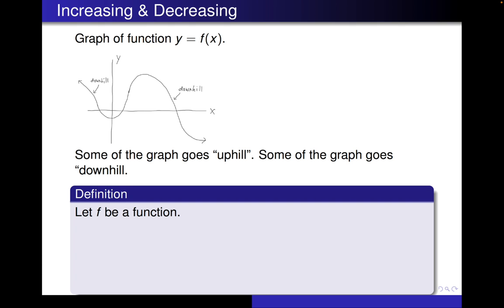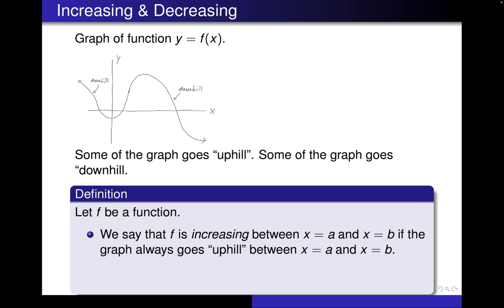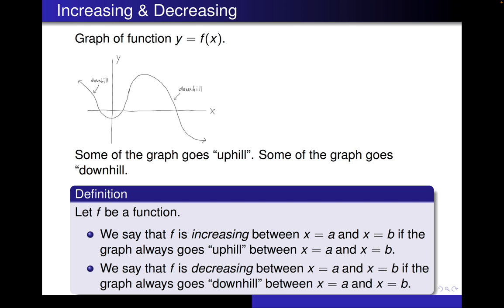So let f be a function. We say that f is increasing between x equals a and x equals b if the graph always goes uphill between x equals a and x equals b. And we say that f is decreasing between x equals a and x equals b if the graph is always going downhill between x equals a and x equals b.